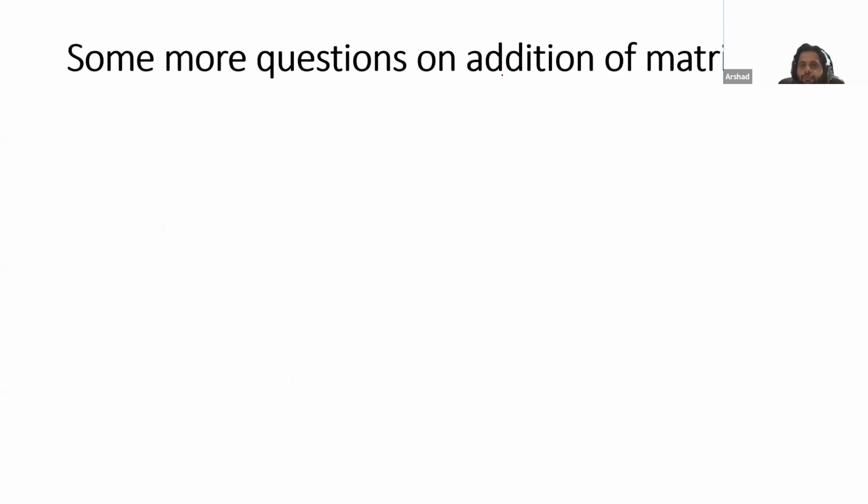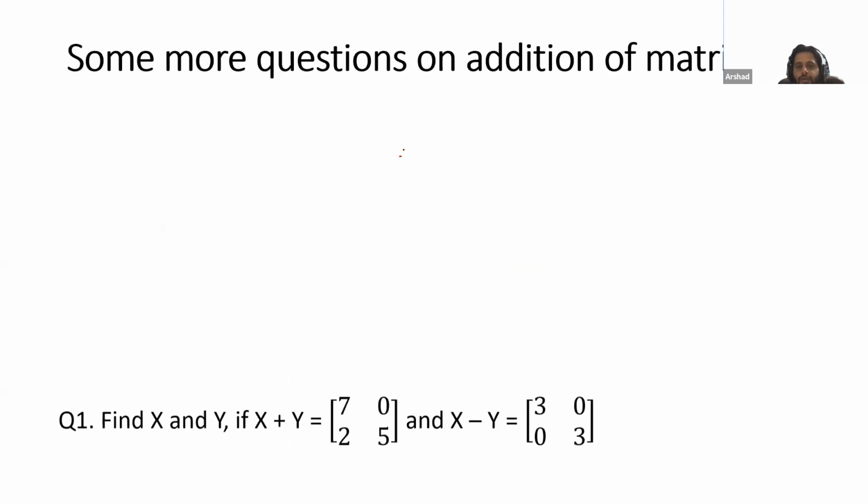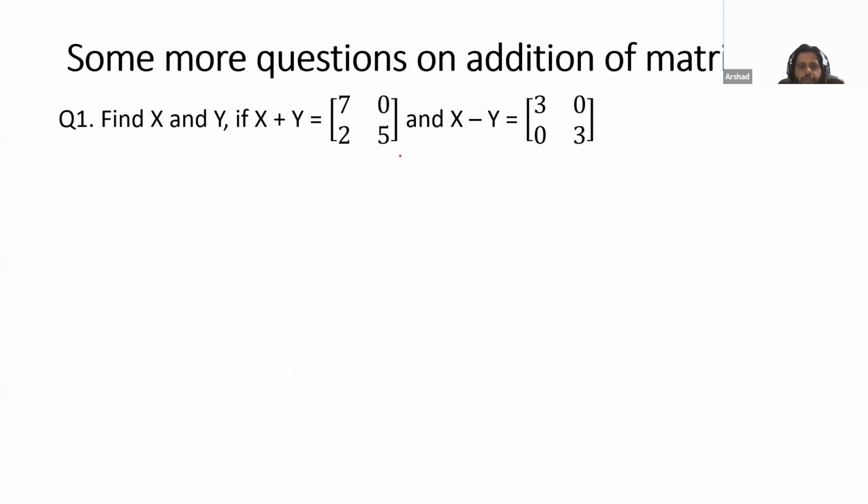We have some more questions on addition of matrices. We have done this in the previous batch, but right now we don't have so much time. This is a very good question. Please try to solve this question right now. You have two equations, x plus y is equal to this, x minus y is equal to this. You need to solve this. So how can we do this?